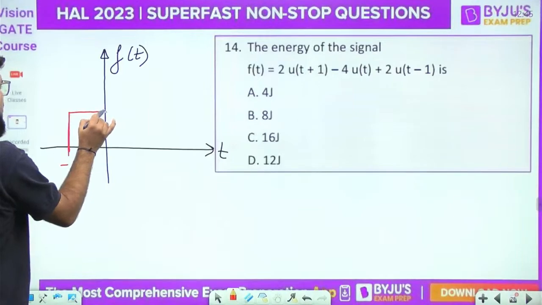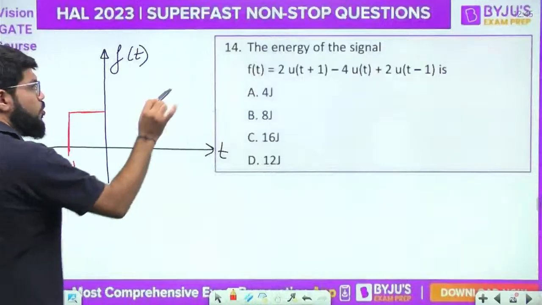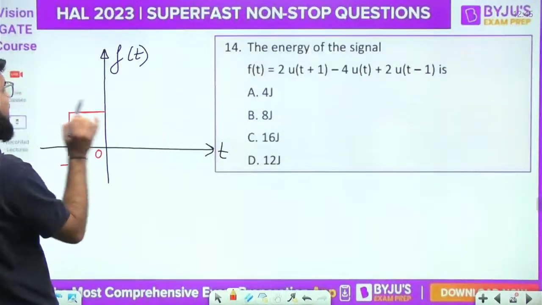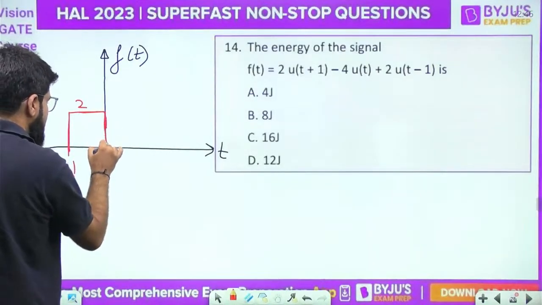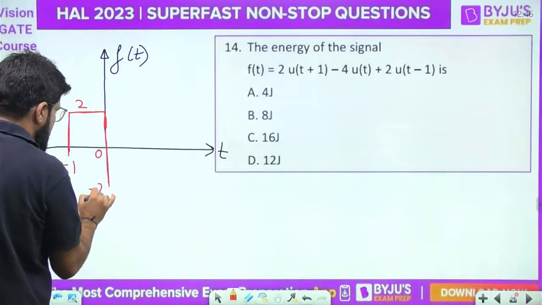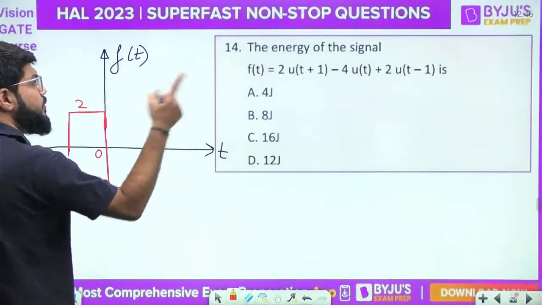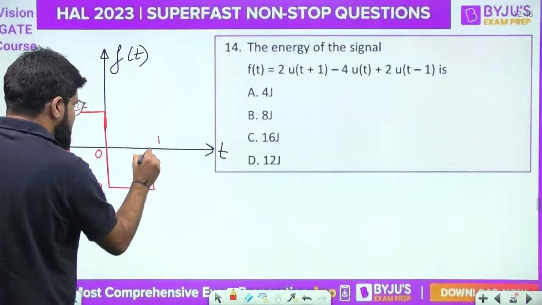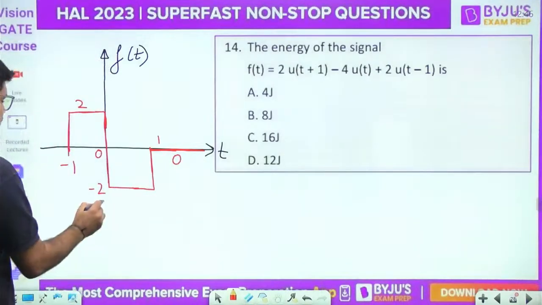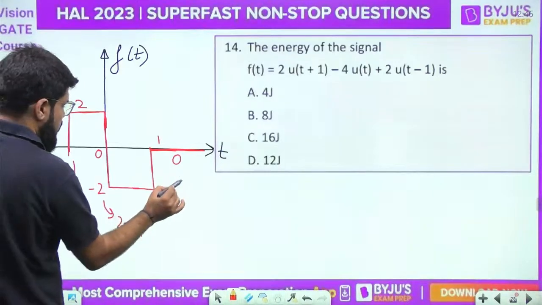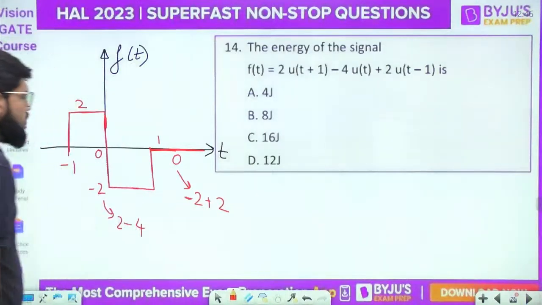If it were only 2u(t+1), it would go till infinity, but there is a change: minus 4u(t). u(t) starts at the origin and the amplitude is minus 4. So this is 2, and then you have to take it minus 4. So 2 minus 4, where will it go? It will be minus 2. But now there is another unit step at t equal to 1 whose value is plus 2. So minus 2 plus 2, after this the amplitude is going to be 0. How did this minus 2 come? This was 2 minus 4. And this is 0 because this minus 2 is now added with plus 2. This is how it is.